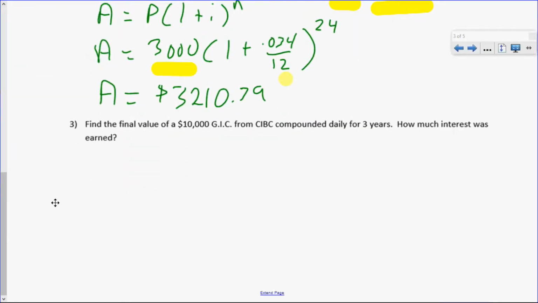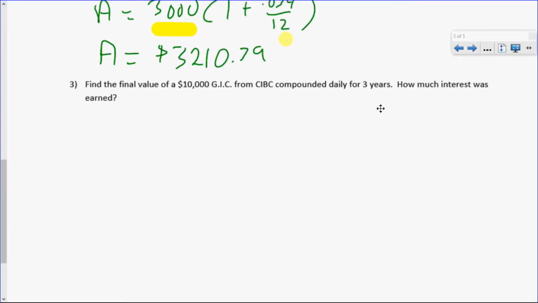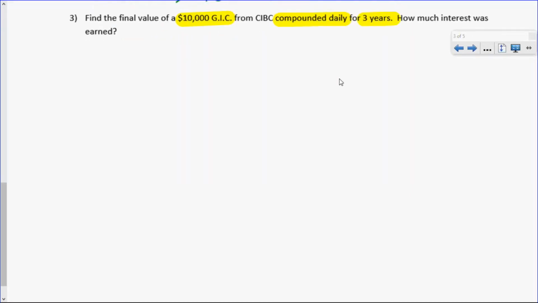Okay, look at this next question, which is a little bit vague. Find the final value of a $10,000 GIC compounded daily for 3 years, how much interest was earned. So I've given you an amount, a $10,000 GIC, and the time, 3 years, compounded every day. There's no interest rate though, and in fact, where am I coming up with these interest rates in the previous examples? Are they realistic or not? Why 4%, why 3.4%, and so on?